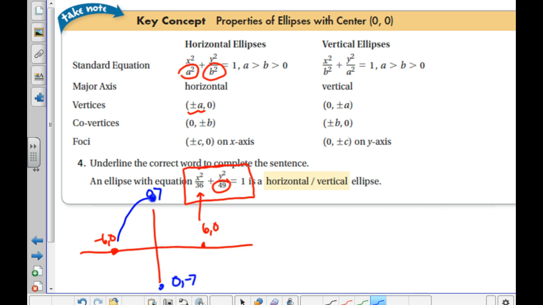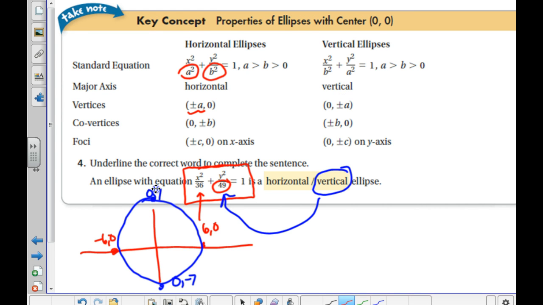And if we sketch this, is it longer? Mine's really bad. Is it longer up and down or across, if I had drawn it very accurately? Up and down. This is a vertical ellipse. It's longer up and down because the bigger number is underneath the y value. Okay. Now I was circling here. Sorry. I think this happened yesterday. Okay.